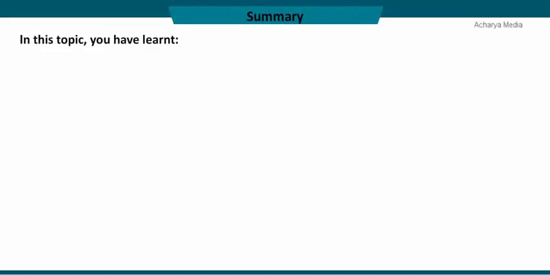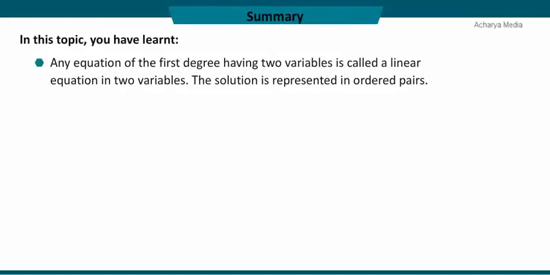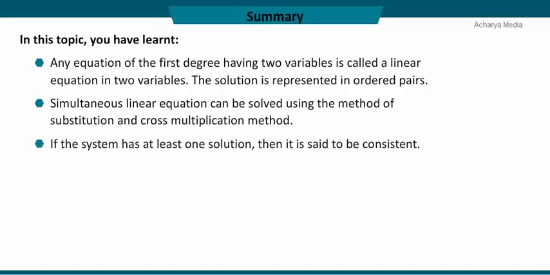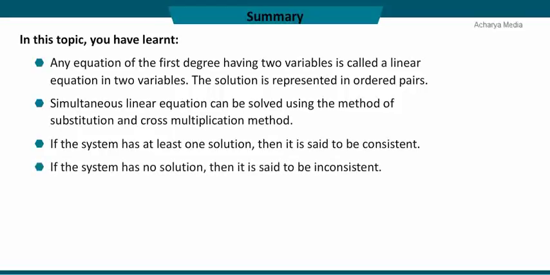In this topic, you have learnt any equation of the first degree having two variables is called a linear equation in two variables. The solution is represented in ordered pairs. Simultaneous linear equations can be solved using the method of substitution and the cross multiplication method. If the system has at least one solution, then it is said to be consistent. If the system has no solution, then it is said to be inconsistent.